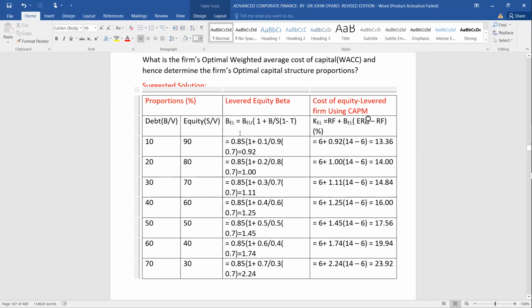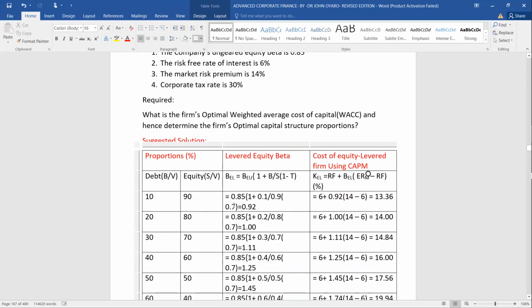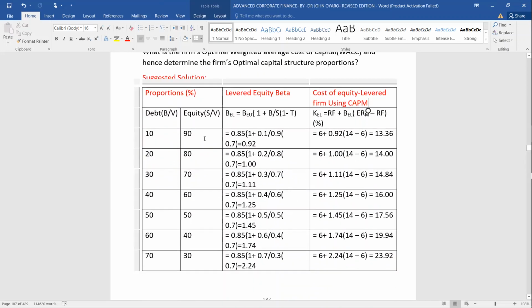Beta equity levered equals beta equity unlevered, 1 plus B over S, 1 minus T. The company is levered. What we have here in this question, in additional information number 1, is unlevered equity beta. Because it's possible to use the Hamada model, we now work out the beta of equity of a levered firm, which is beta of equity unlevered times 1 plus B over S, 1 minus T. So asset beta is 0.85, 1 plus proportion of debt.